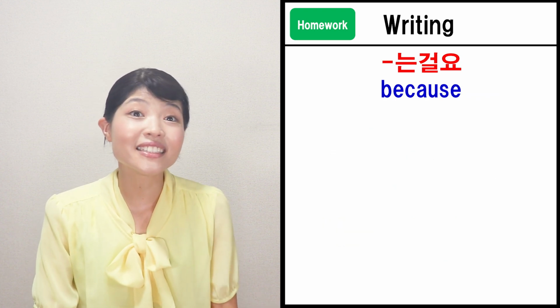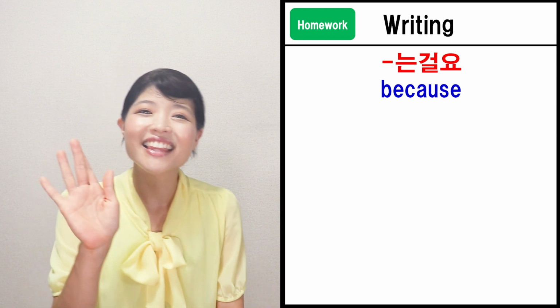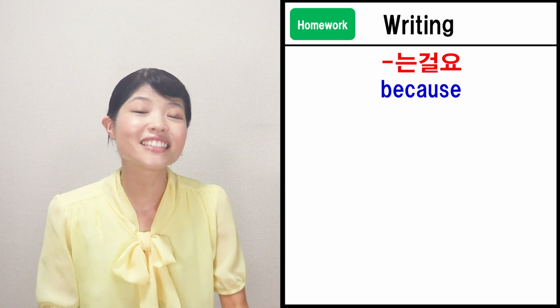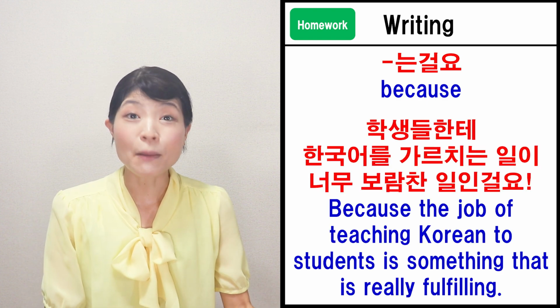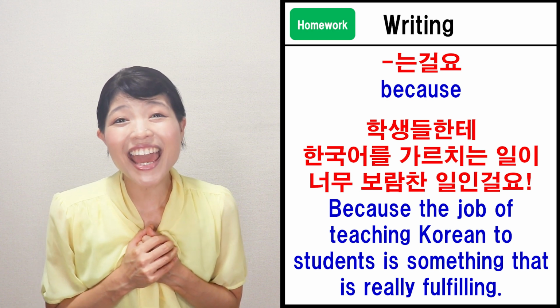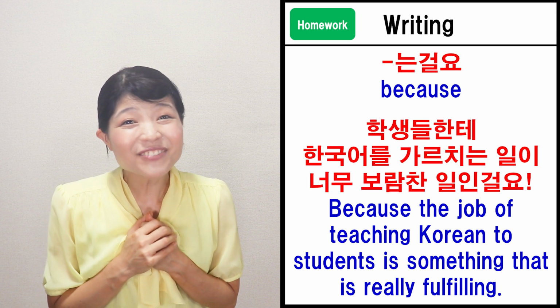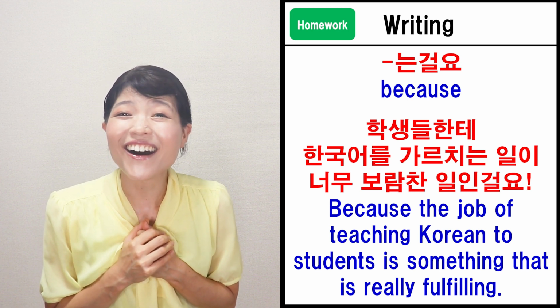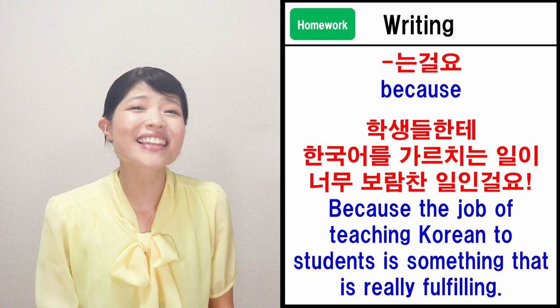For the third sentence, please use 는걸요 and lightly tell your opinion to someone or tell your surprise about some fact. For example, 학생들한테 한국어를 가르치는 일이 너무 보람찬 일인걸요. Because the job of teaching Korean to students is something that is really fulfilling. Okay, and thank you guys for always submitting homework in the comment section.